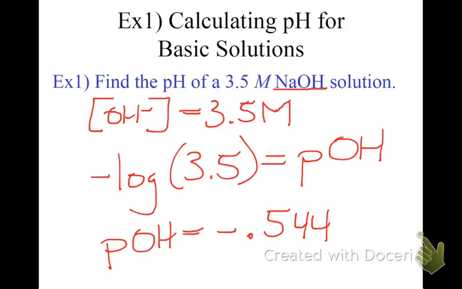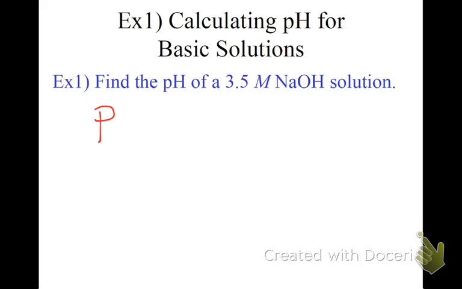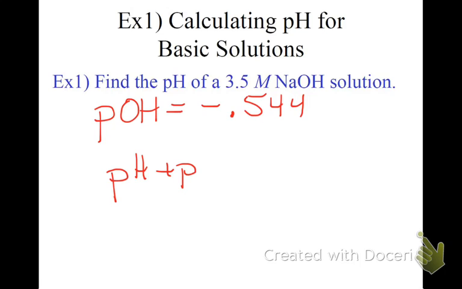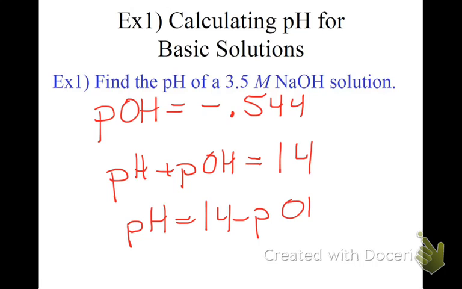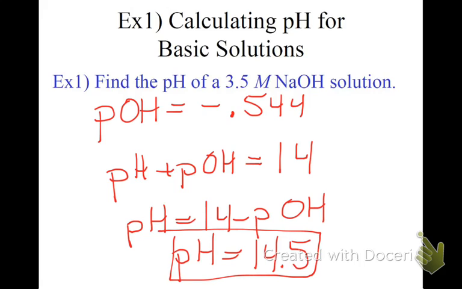So let's take this and convert it over to the pH. Our pOH, we'll write again as negative 0.544. The conversion is real simple. The pH plus the pOH is always equal to 14. So in order to solve for the pH, we can just take 14 and subtract the pOH that we have. And so we find out that the pH is 14.5. Pretty simple conversion, just a couple steps to do it.